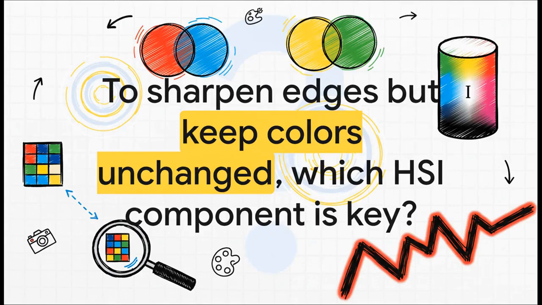So let's make this practical. You're working on a project, and you need to sharpen a photo, but it's absolutely crucial that the colors do not change at all. Which single component of the HSI model are you going to apply your filter to?